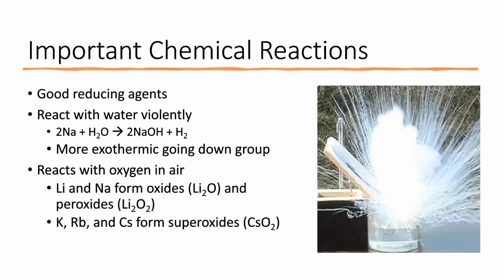And then they are so sensitive and reactive that they will react with oxygen in the air to form oxides, which is why usually when you see alkali metals, they're stored in some sort of oil to prevent this from happening. And then potassium, rubidium, and cesium specifically form something called superoxides.